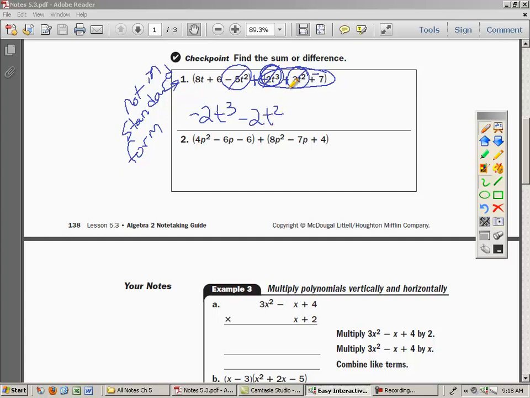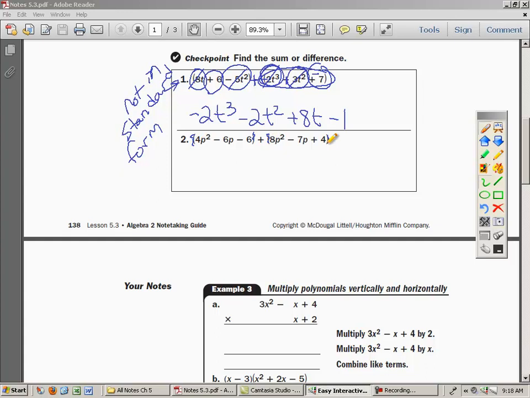Cross it off. All right, and now let's go to my t to the first powers. There's only one t to the first power in the entire problem. It's that 8t right there. And now we have a positive 6 and a negative 7, which makes negative 1. All right, the second one, since we're adding, we don't have to worry about these parentheses at all.